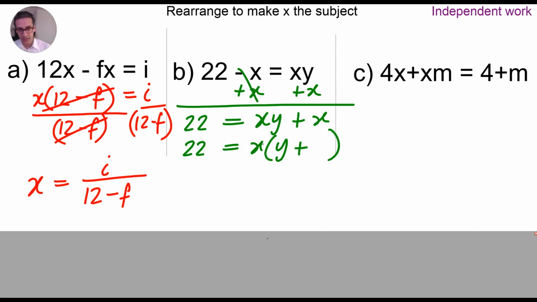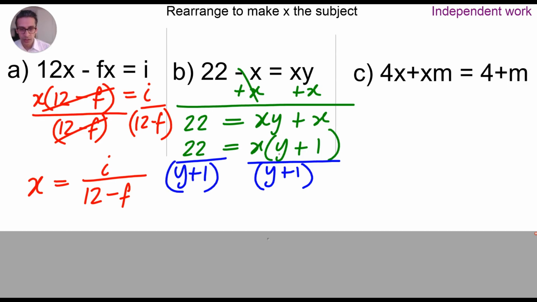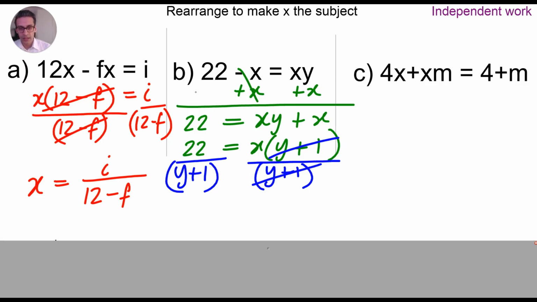Now think about what happens. X times what is x? It's going to be 1. And then we can divide by y plus 1. So I'll do that in a different color just to make it clearer. That's our equation. We're going to divide by y plus 1. So this will cancel out because we're dividing it by itself. It's just going to equal 1. And then our final answer is 22 over y plus 1 is equal to x.